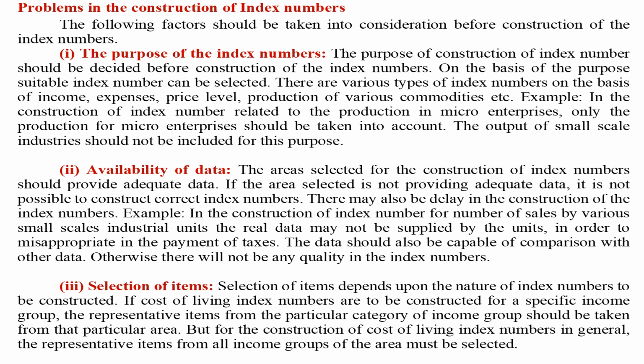Selection of items. Selection of items depends upon the nature of index numbers to be constructed. If cost of living index numbers are to be constructed for a specific income group, the representative items from the particular category of income group should be taken from that particular area. But for the construction of cost of living index numbers in general, the representative items from all income groups of the area must be selected.